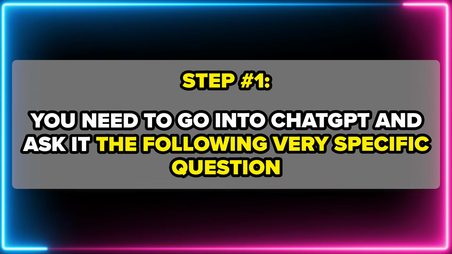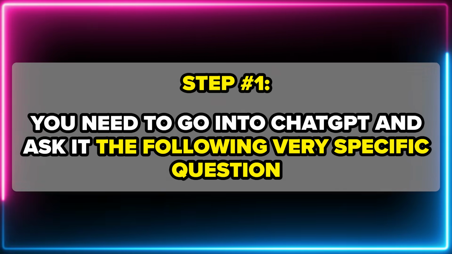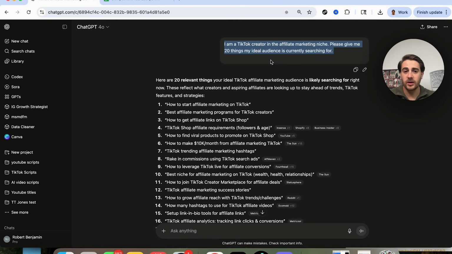Step number 1 is you need to come into ChatGPT and you need to ask it a very specific question, but don't worry because I'm gonna give you the prompt and I'm gonna tell you exactly what to do with the information. Okay, so here's the first thing you need to do. You need to come straight into ChatGPT and put this prompt in right here, but make it specific for your niche. I am a TikTok creator and then you're gonna put your niche right here, the affiliate marketing niche. Please give me 20 things my ideal audience is currently searching for.